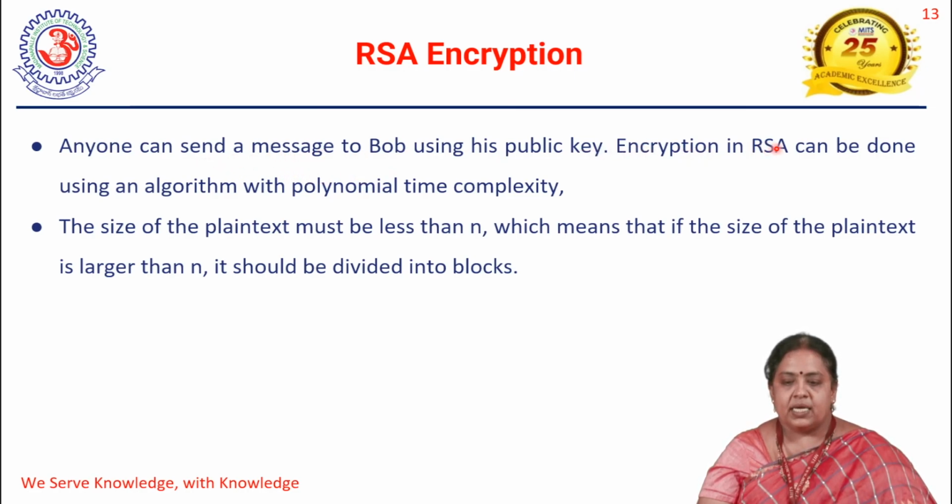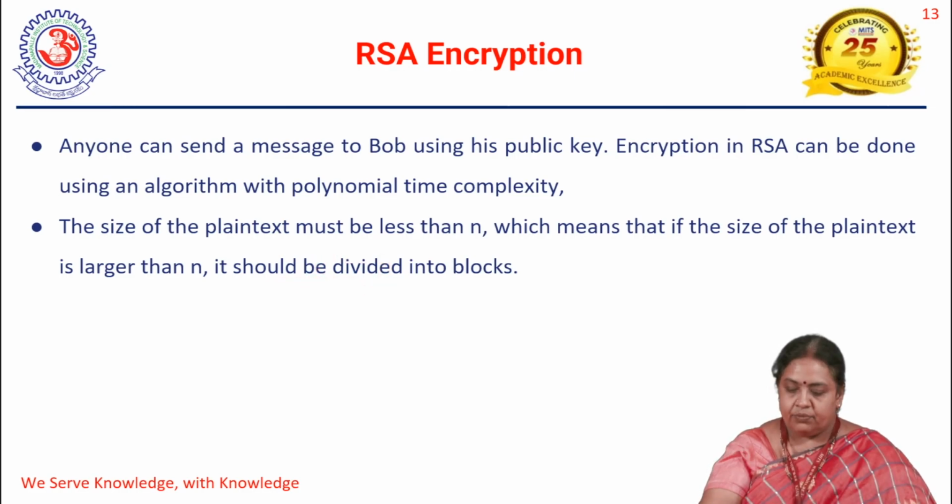Encryption in RSA can be done using an algorithm with polynomial time complexity. The size of the plain text must be less than n. That is a condition we are going to impose. So n is nothing but what we have calculated, modulus n equal to p into q. If the size of the plain text is larger than n, it should be divided into blocks of each size n.